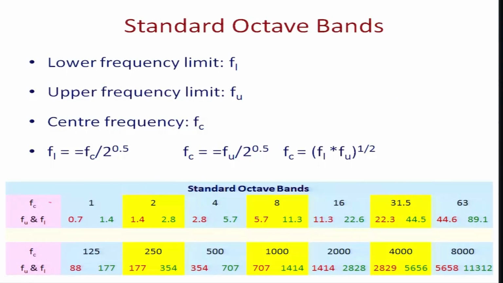So, this is the central frequency for different octave bands. One octave band has a central frequency of 1, then the next band has a central frequency of 2, then 4, 8, 16, 31.5, and so on and so forth. And this band has a lower frequency limit of 1 divided by square root of 2, so that is 0.7, and you multiply it by square root of 2, you get 1.4. Same thing here.